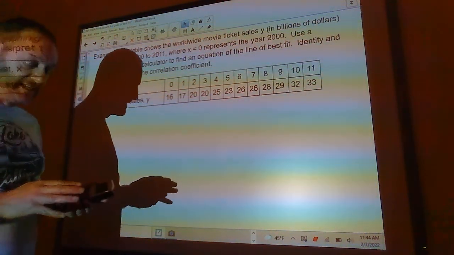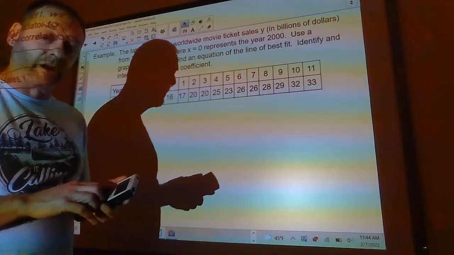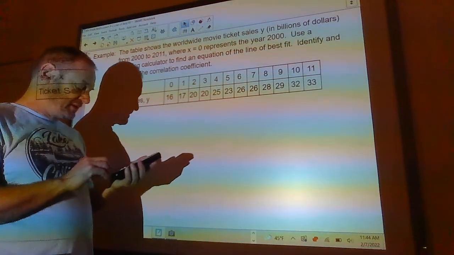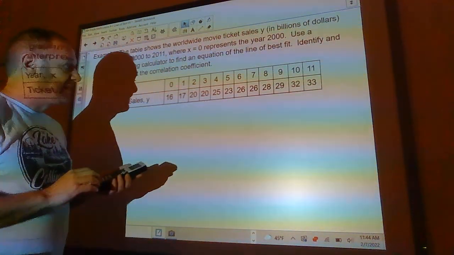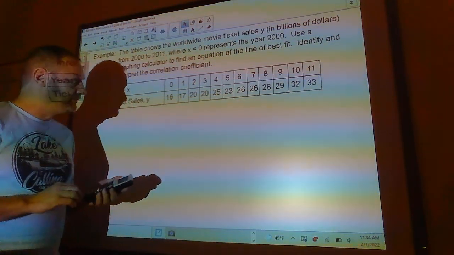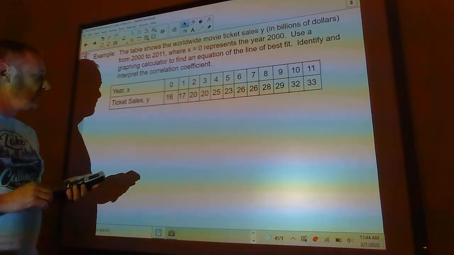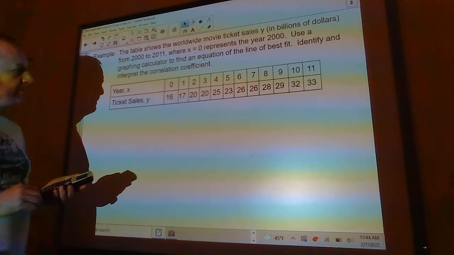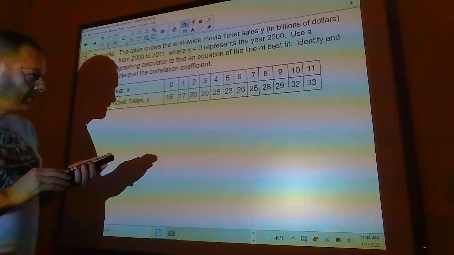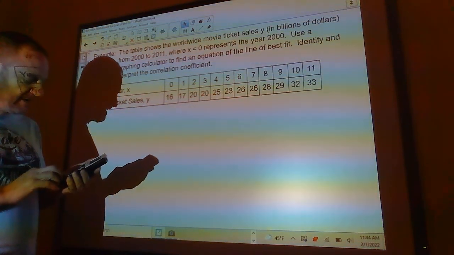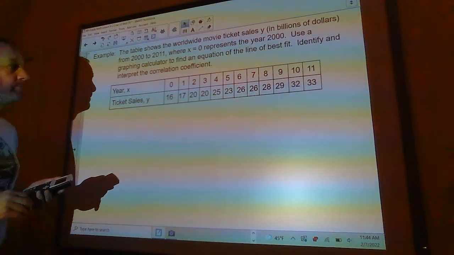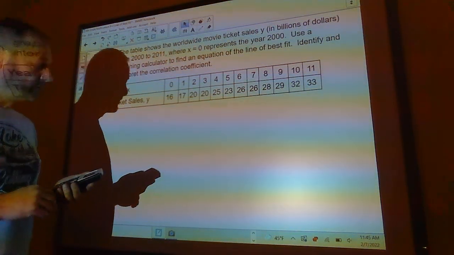So I've got my data in now. I'm going to go to my window and change it. I want my X min to be 0, my X max to be, say, 15, and I count by ones. I want my Y min to be 10 and my Y max to be 35, and we'll count by fives.